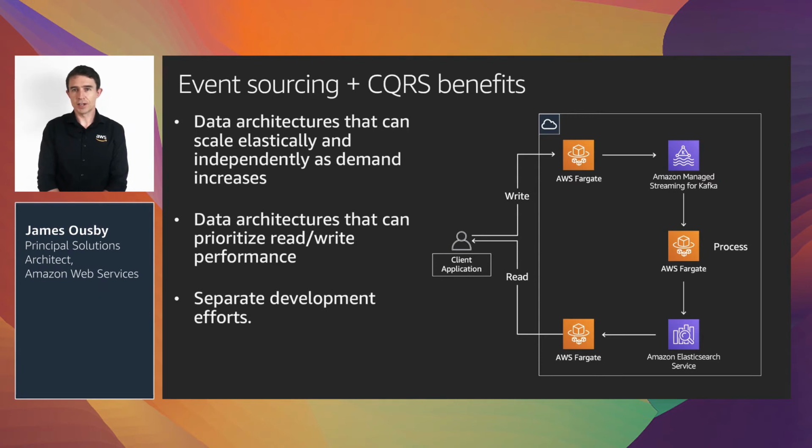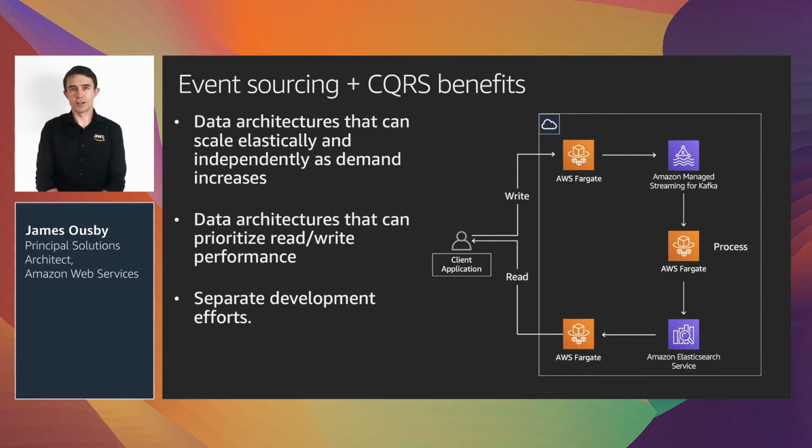We then have a set of containers that process those events and build up our summary view in Amazon Elasticsearch. And then we have a separate set of containers that back our read path that read the data from that Elasticsearch database and present it back to the consumer. So these patterns allow you to scale both elastically and independently the write, read, and processing of those events.